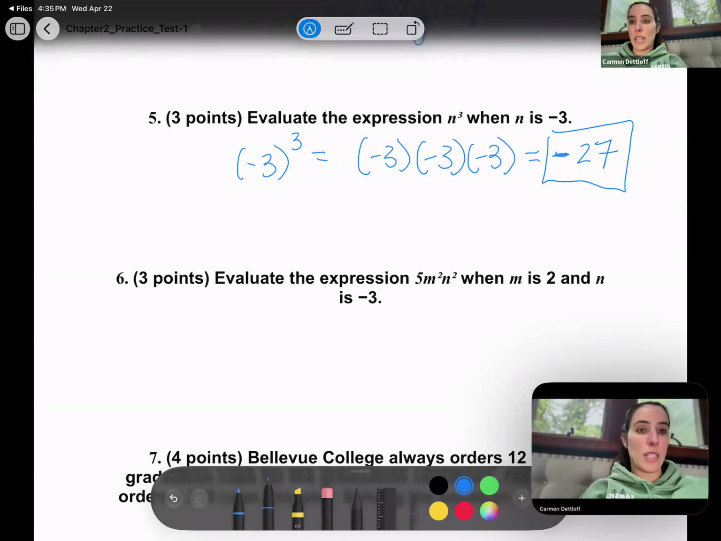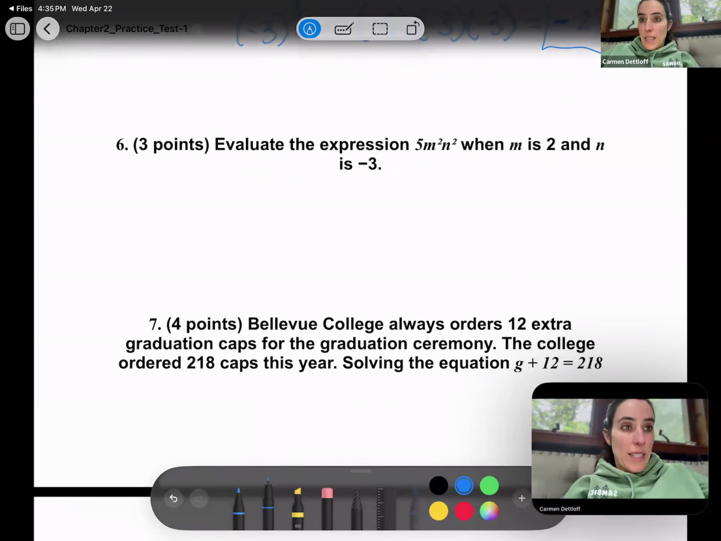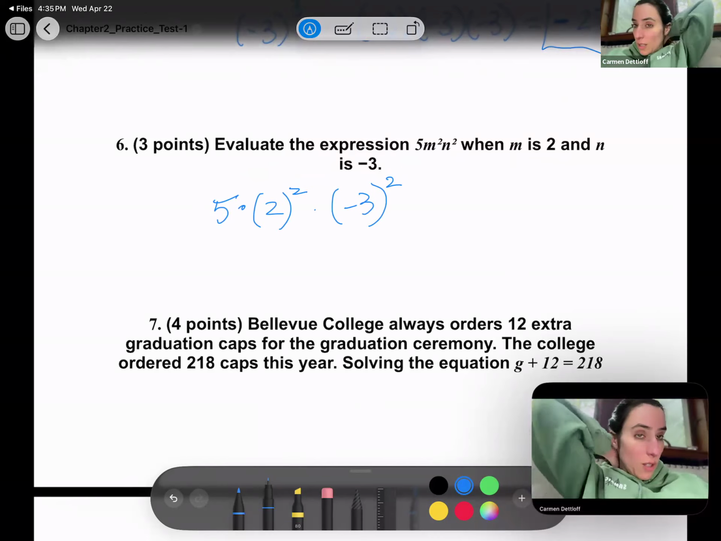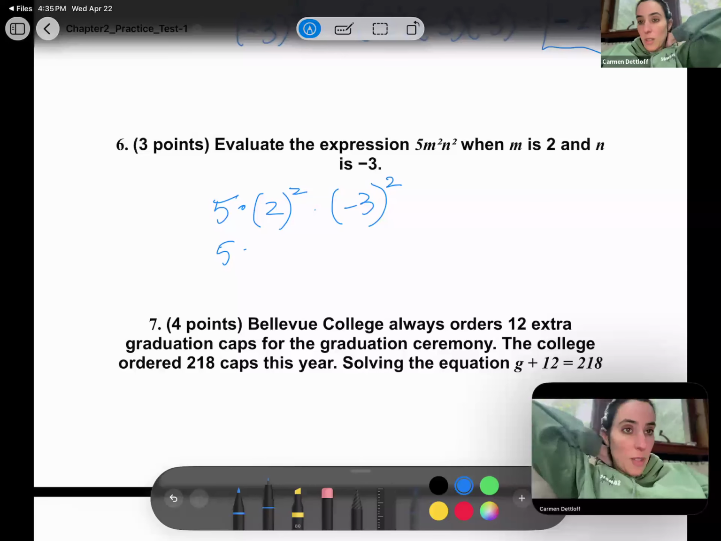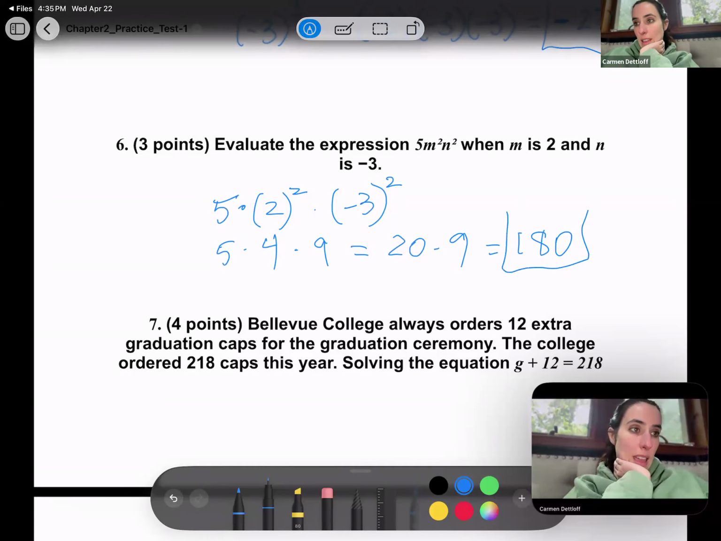Okay, let's take a look at number 6. Evaluate the expression when m is 2 and n is -3. I'm going to replace again. I get 5 times 2 squared times -3 squared. Okay, notice everything is in those parentheses. So let's simplify. I've got 5 times 2 times 2, 4. And then I've got a negative times a negative. That's going to give me a positive. So +9. So I'm going to multiply that out. So I get 20 times 9 equals 180.